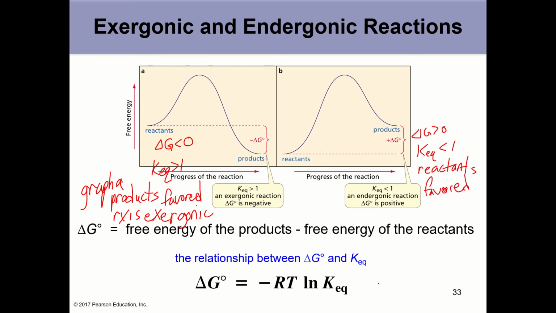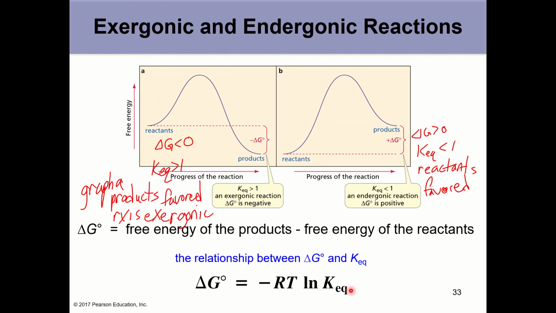We can calculate this relationship using the equation free energy is equal to negative 1 times the gas constant R, temperature in Kelvin, and the natural log of the equilibrium constant. This is an equation that you should remember from Gen Chem, but it is not an equation that we are going to use in this course.